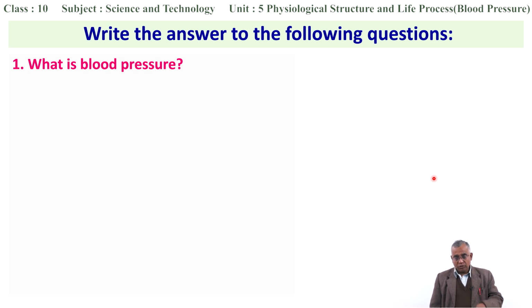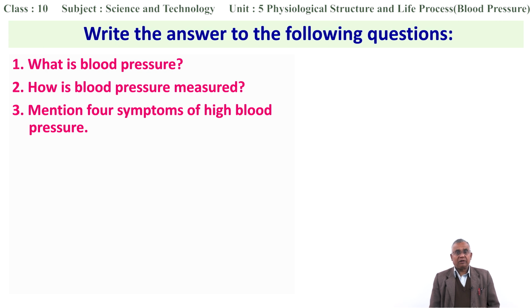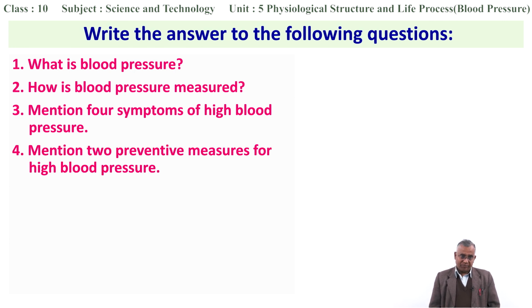Now next, there are some questions which you have to copy, and you have to answer them and show your teachers. What is blood pressure? We can define very easily what is blood pressure. How is blood pressure measured? The procedure I demonstrated, I think you can write step by step. Mention 4 symptoms of high blood pressure. You are given about 8-9 symptoms of high blood pressure, so you have to write only 4 of them. Mention 2 preventive measures for high blood pressure, where the preventive measure is directly related with cause. So you remember the diagrams?